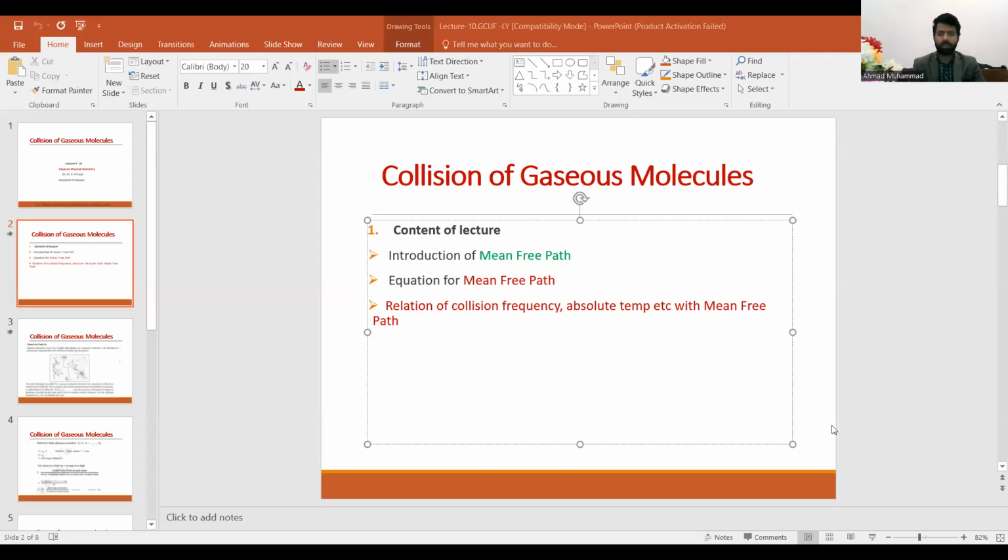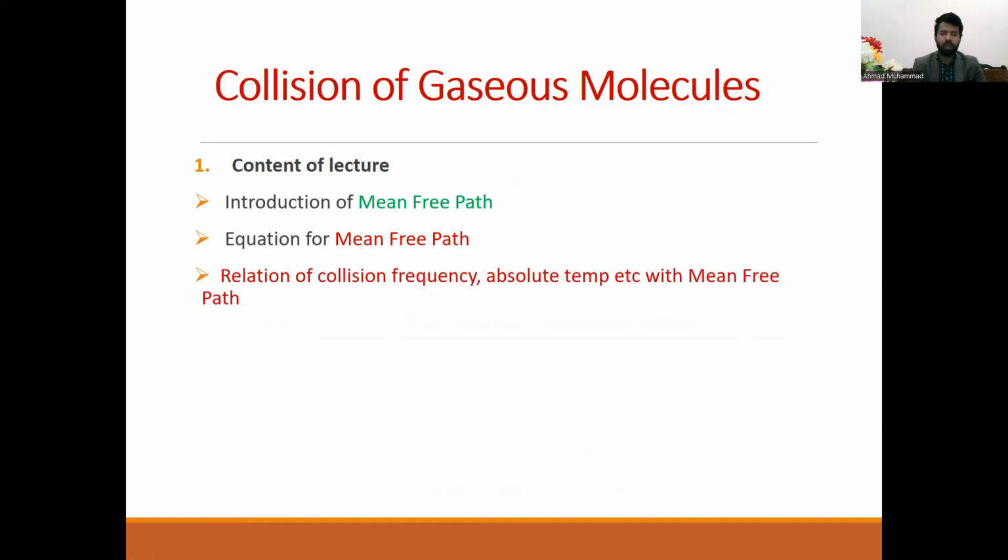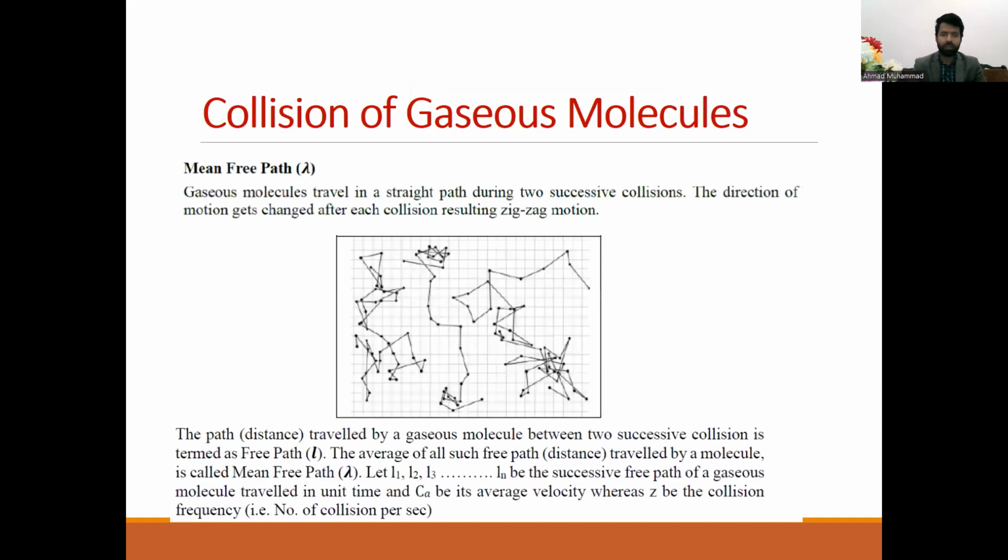Today we will discuss the mean free path in detail by taking some examples and some relations related to the mean free path. In this lecture, firstly, we will discuss the introduction of mean free path, its definition and other things related to it. Then we will discuss the equation for free path, how we can find the mean free path from the equation. Lastly, we will discuss the relation between the mean free path and collision frequency, absolute temperature and other terms. So firstly, we start from the mean free path.